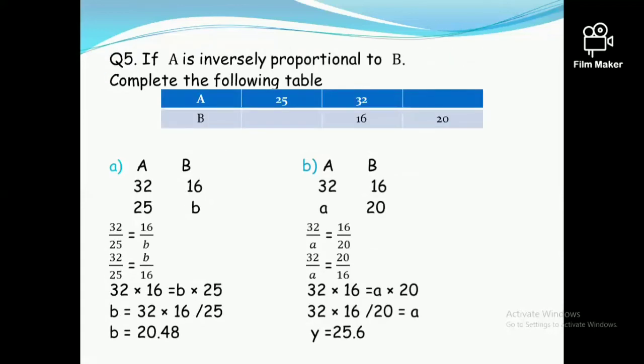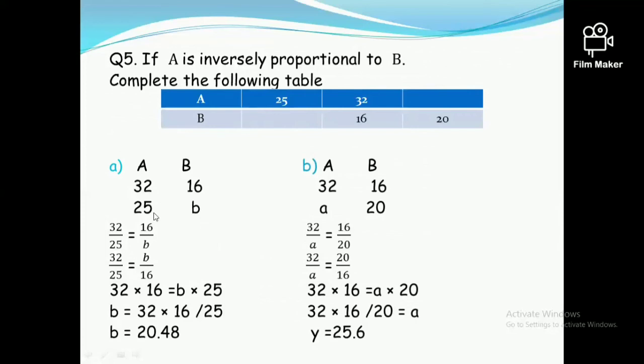If you come up with this question: if A is inversely proportional to B, complete the following table. To complete this table, we need to find an exact relationship using a point where both facts are available, 32 and 16. Then you can say A is 32 and B is 16. You cannot use the other information because both values are not available to get a relationship. So I can use the set where both values are available. With 32 and 16, I will come up with the first part. A is 25. We need to find the value for B.